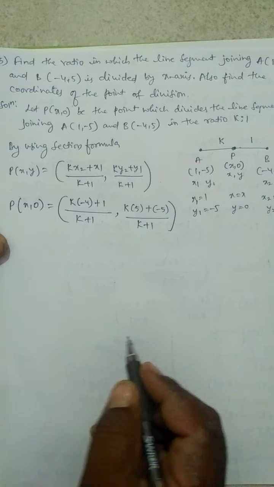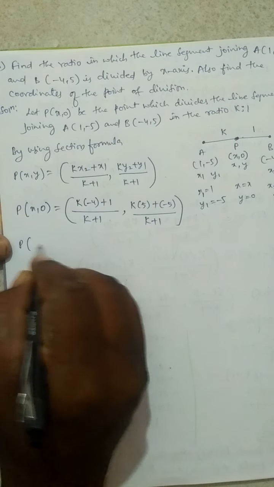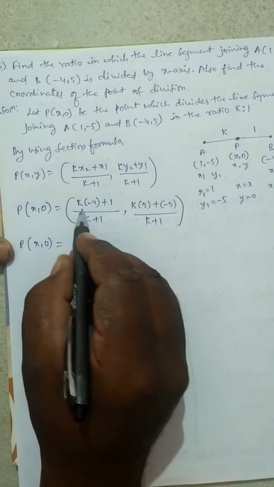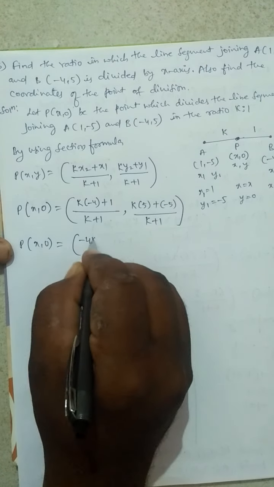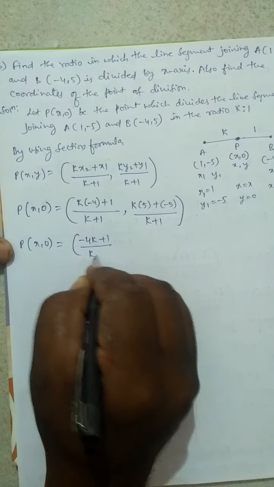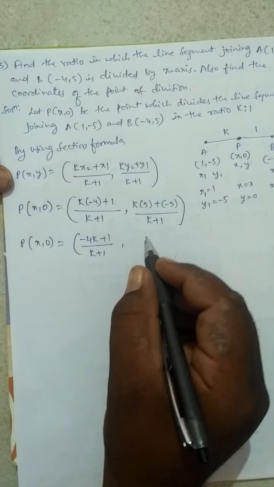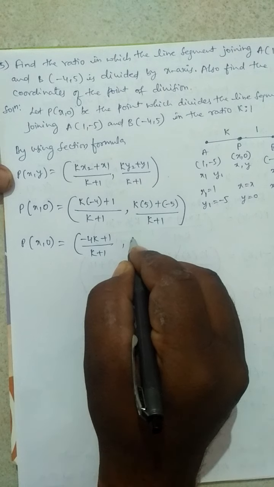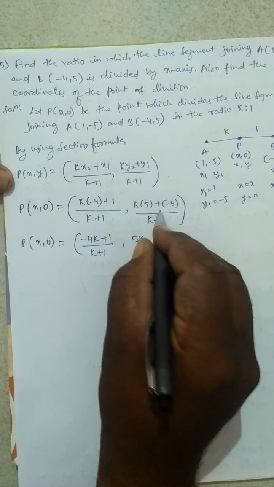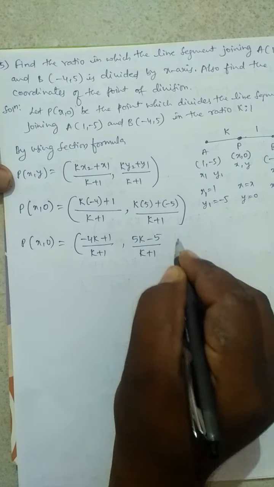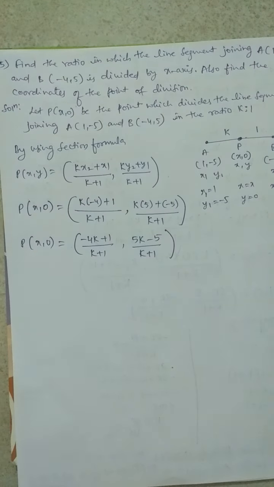In the next step, what happens? Here P of x comma 0 is equal to, here k into minus 4, minus 4k plus 1 divided by k plus 1. Here now k into 5, 5k plus minus 5 divided by k plus 1. Now to find out the value of k, what we have to do?